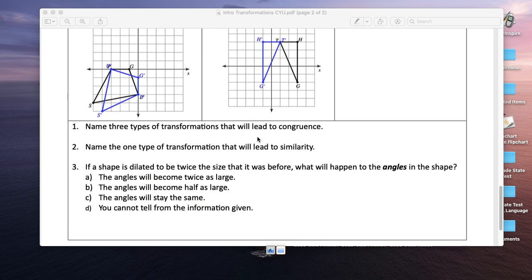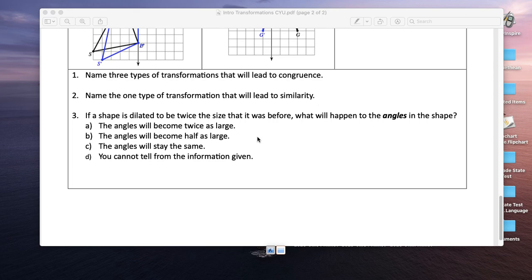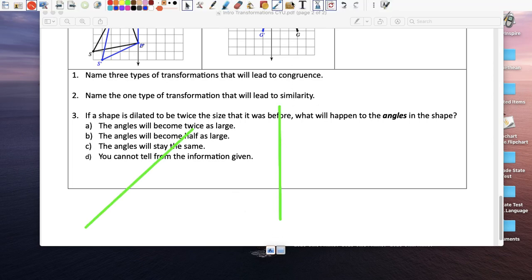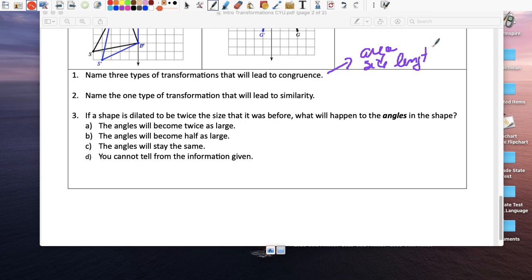I just want you to identify the transformations. Okay. Name 3 types of transformation that will lead to congruence. Well, when it's congruent, everything is the same, right? Clear background, no. Clear grid, no. Clear objects. So transformation of congruence, right? Area stays the same. The side length stays the same. Shape stays the same, right? Everything stays the same, right?